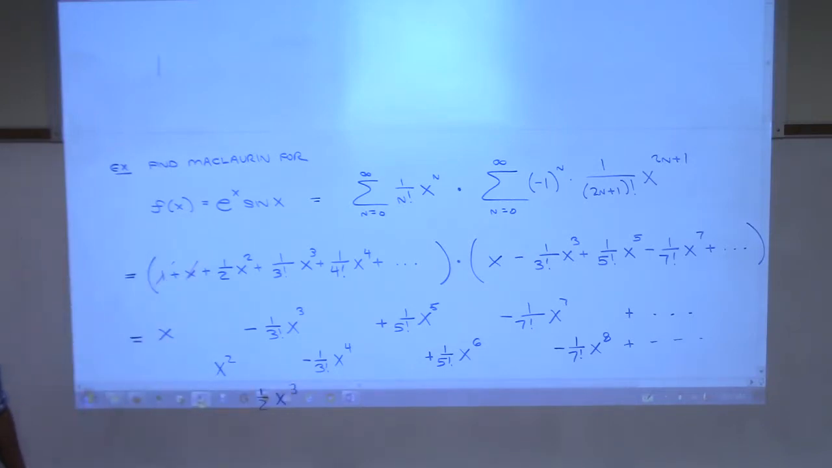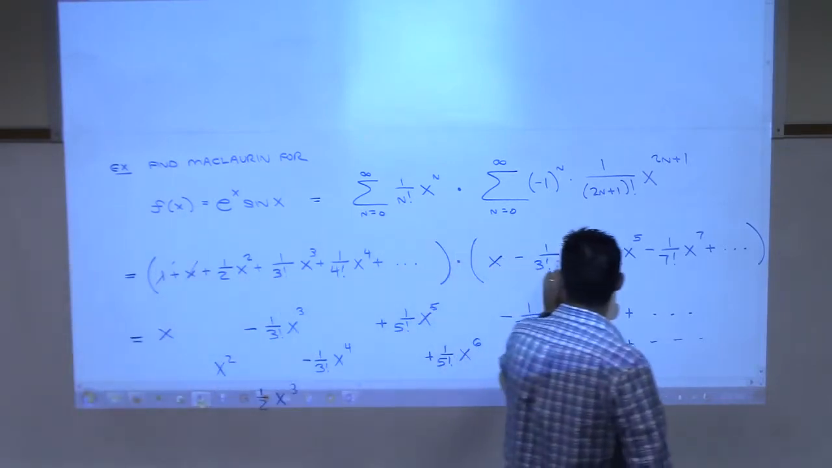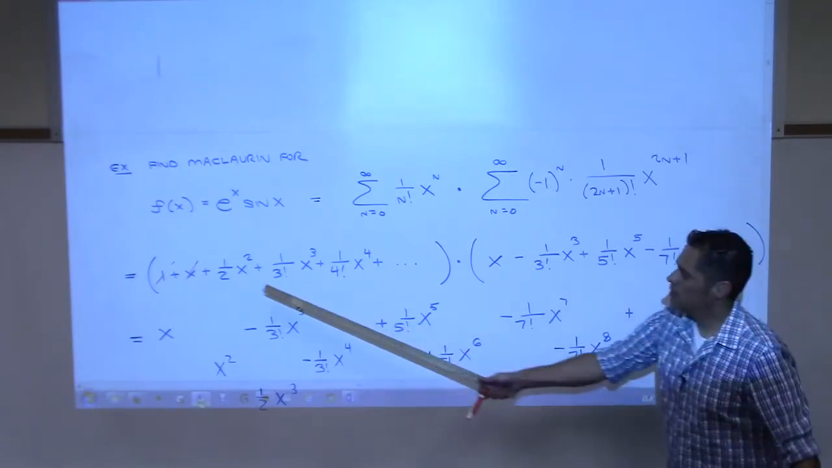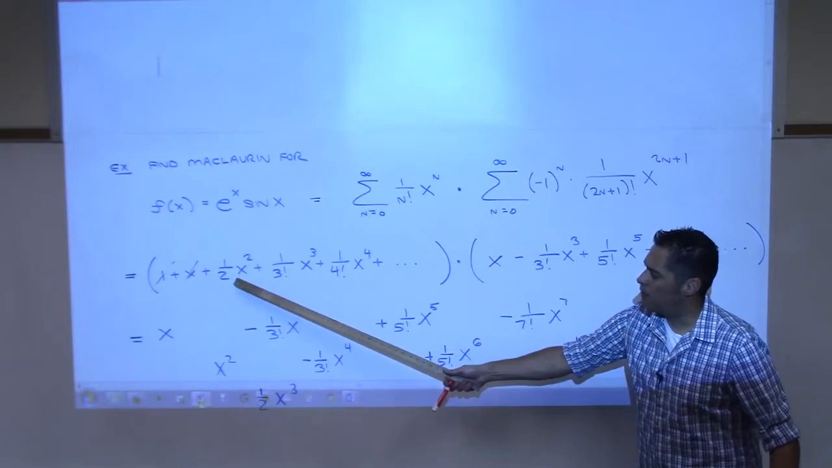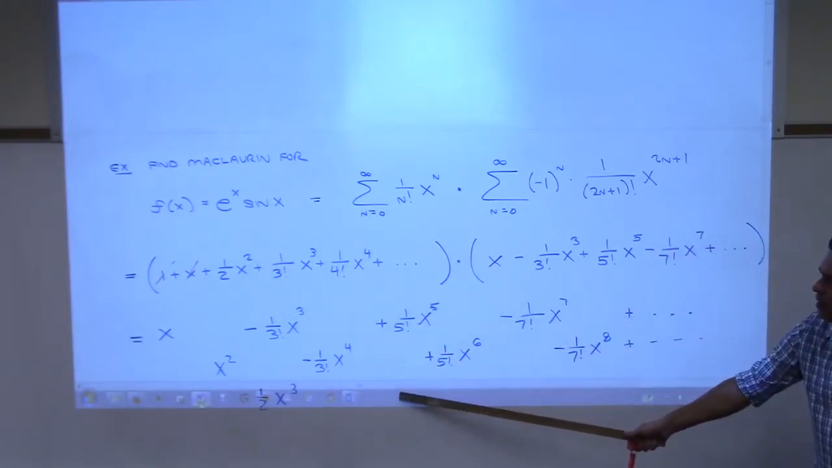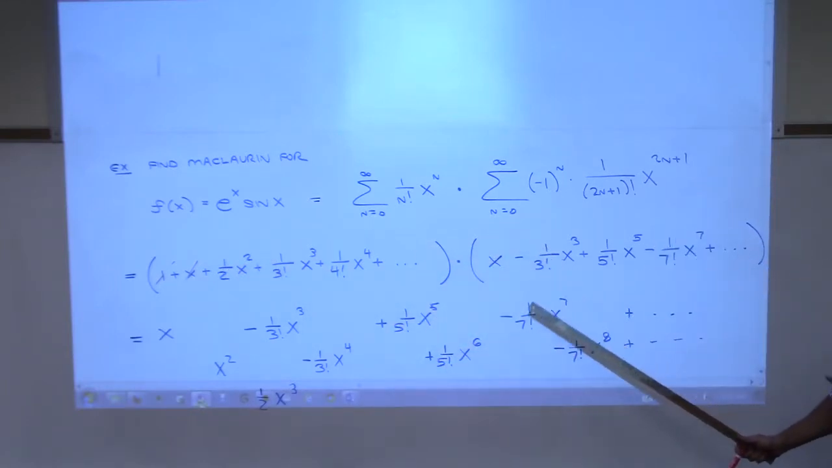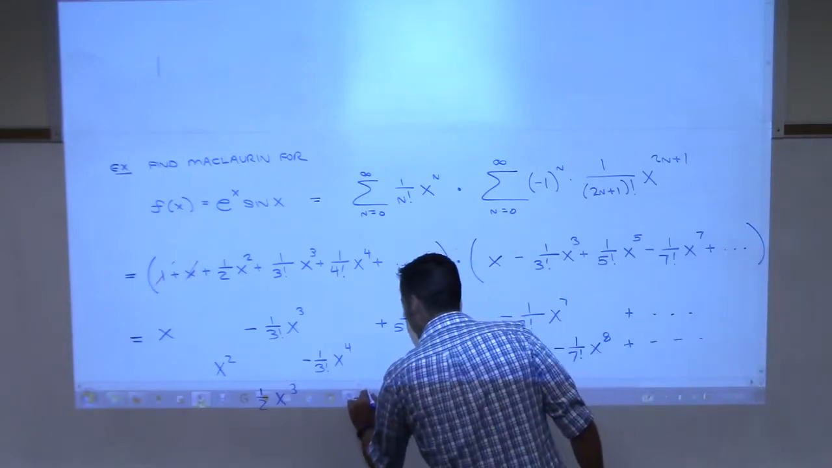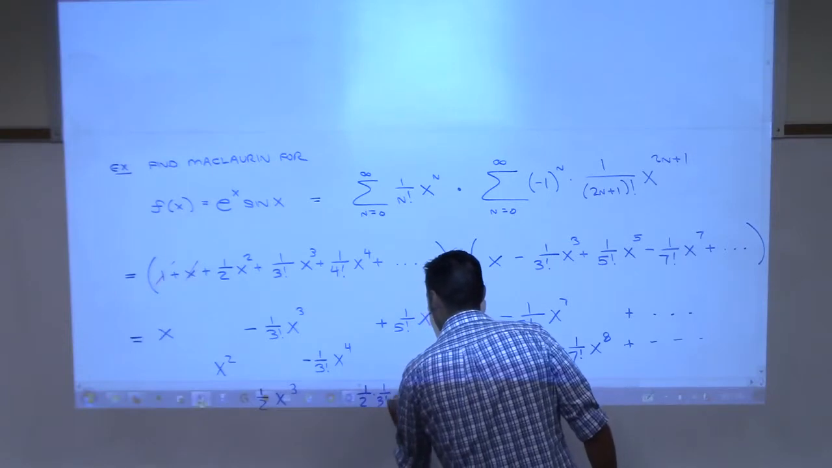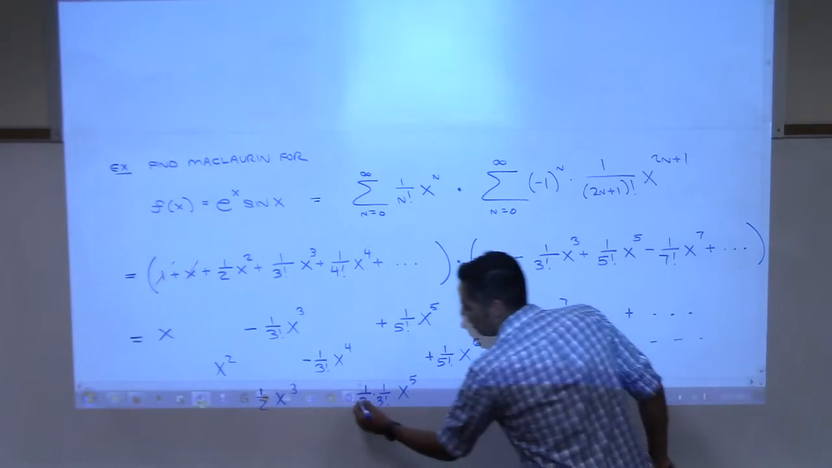And what's next? This times this piece right here. Let's do the power first. x squared and x cubed would be x to the fifth. So I'm going to be in this column, right? The coefficient is 1/2 times 1 over 3 factorial. I'm just going to write that down. 1/2 times 1 over 3 factorial, x to the fifth. Was it plus or minus? It was minus, so I need a minus on that.